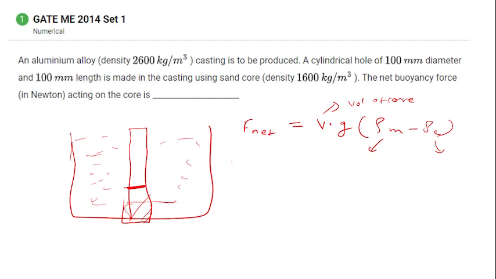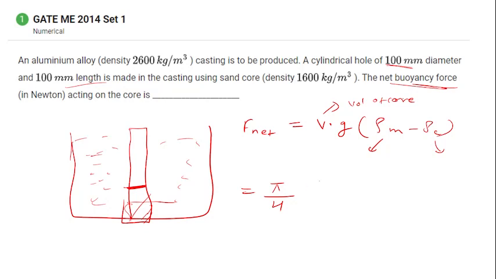So now what is it asking? It is just asking for the force only. The volume is given, I guess. Yes, diameter is given and length is given. So what is the volume of a cylinder? That will be pi by 4 d square h. It is asking in Newton.